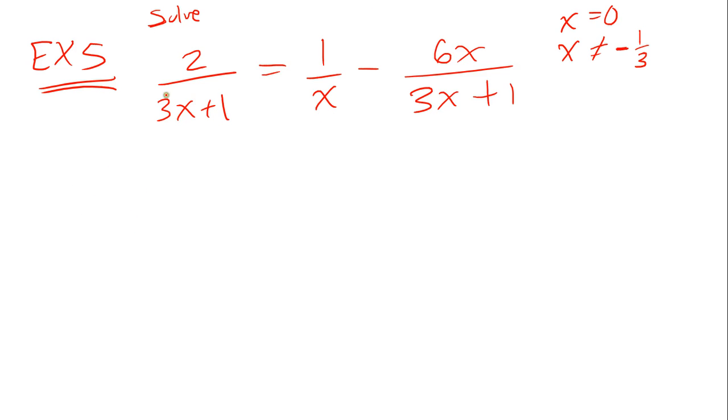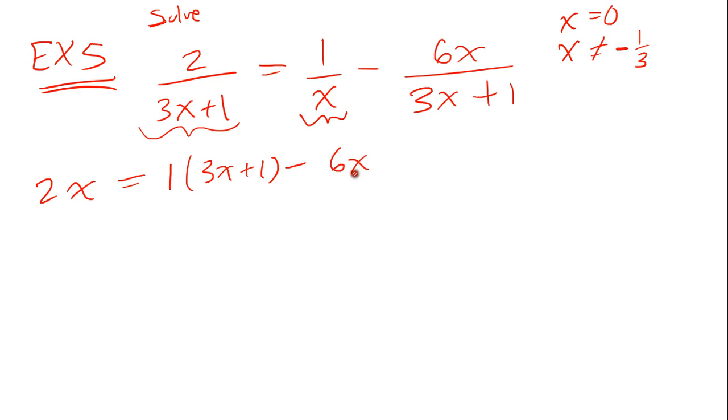Alright, so basically to get rid of our fractions, we can just multiply by 3x plus 1, multiply by x, and we'll be rid of our fractions. So it's going to basically end up being 2x equals 1 times 3x plus 1 minus 6x times x. Because I'm multiplying by both x and 3x plus 1, so 3x plus 1 is going to cancel and leave x in the top.